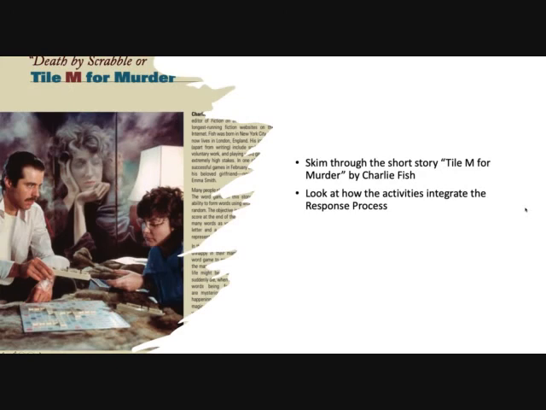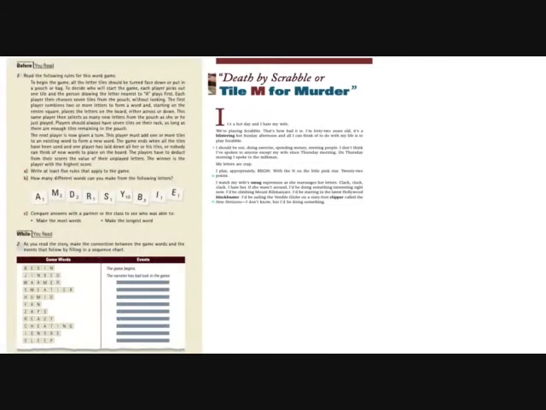Okay. So in another video, I gave you an example of the story Death by Scrabble, or Tile M for Murder. So right now we're going to just really quickly skim through the activities for the short story that are there, and you can see how the activities can integrate the response process. So that was the story. It's a short story about 2 people playing Scrabble, and one person dies at the end. Sorry, spoiler alert. So if you look here, there's a section called Before You Read, reading the following rules of the game. And this is activating prior knowledge, and it's exploring the text.